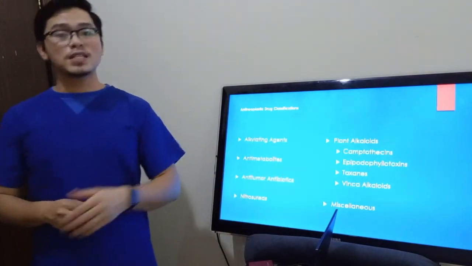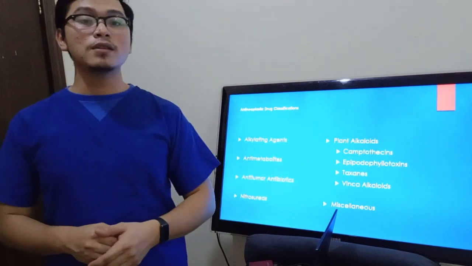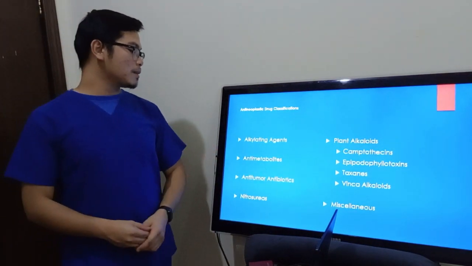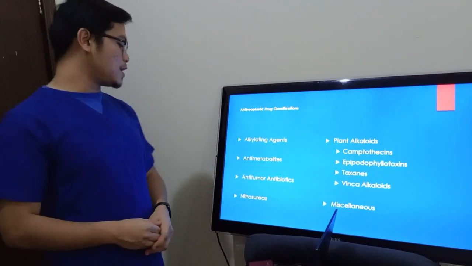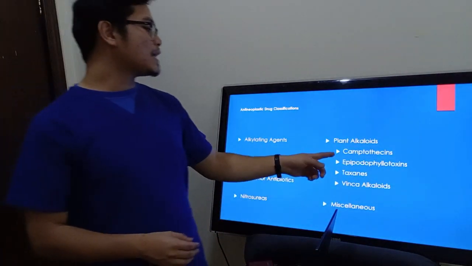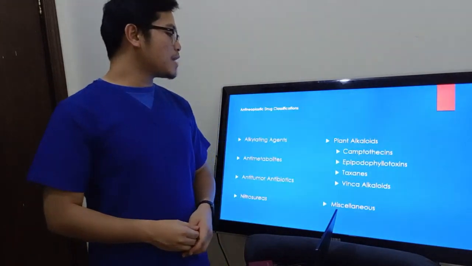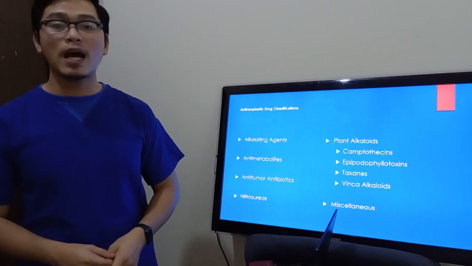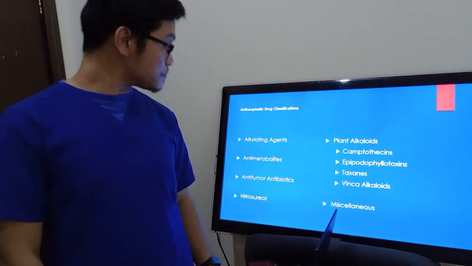So we have different classifications of antineoplastic or anti-tumor drugs. They are alkylating agents, antimetabolites, anti-tumor antibiotics, nitrosoureas, and plant alkaloids. We have the camptothecins, the epipodophyllotoxins, the taxanes, the vinca alkaloids, and we have the miscellaneous.